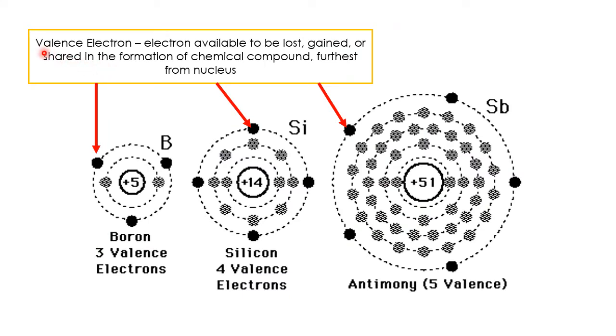If you remember from material engineering class, a valence electron is an electron that is available to be lost, gained or shared in the formation of a chemical compound. It is located at the outer layer of the atom, the outer orbit of the atom. So if you can see here, boron has 3 valence electrons, silicon has 4, and antimony has 5 valence electrons.